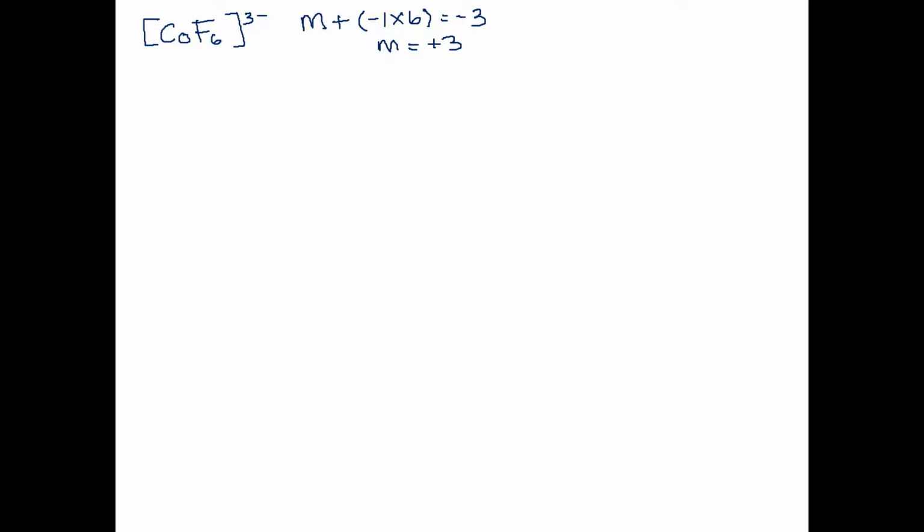Cobalt has atomic number 27. So when it's 3 plus, it will have 24 electrons. Similar to the previous example, your cobalt will be d6. So it groups as d6 because it's cobalt 3 plus. The difference between the previous example and this example is the fluoride ligand.